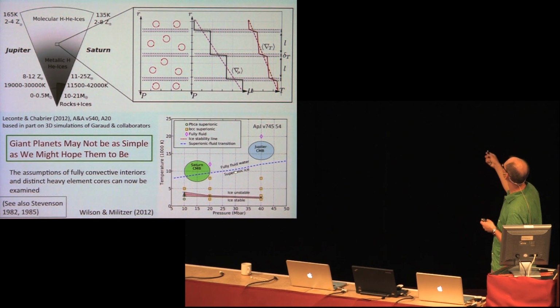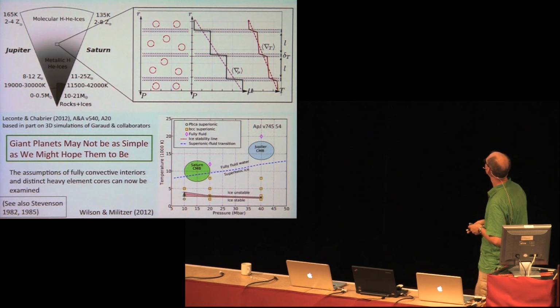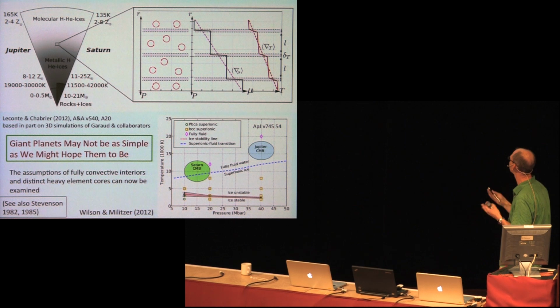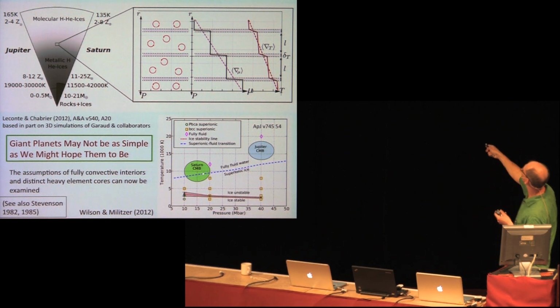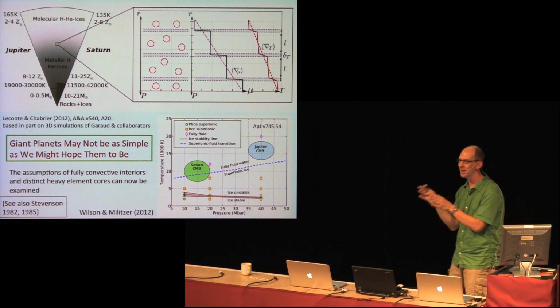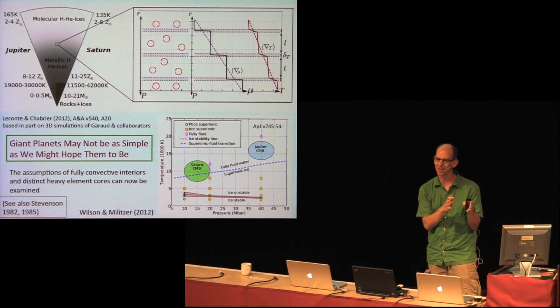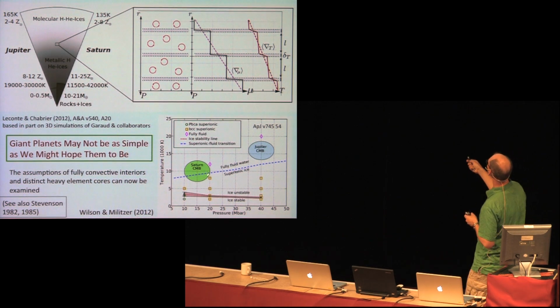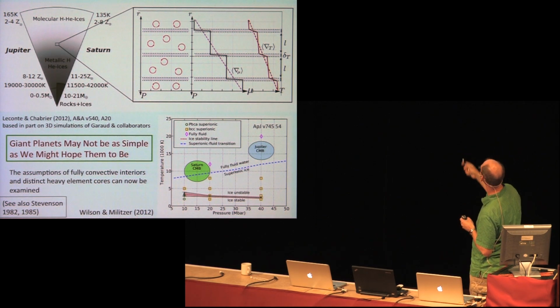So this is a plot from Wilson and Militzer 2012. This is a plot of temperature in thousands of Kelvin versus pressure in megabars. So the central pressure at the core mantle boundary. CMB is a good way to test what kind of scientist you are. Core mantle boundary, cosmic microwave background. It tells you where you sit on the fence there. So Saturn's about 15 megabars or so.